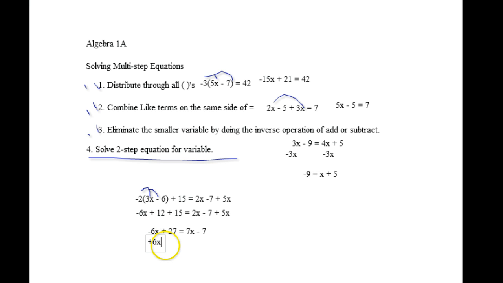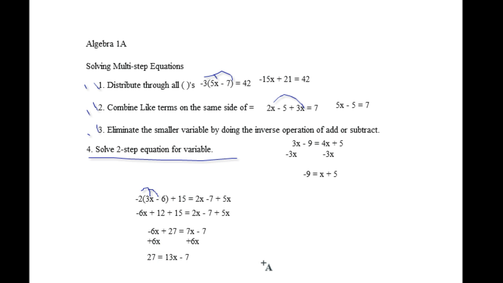How would I get rid of this one? I would add 6x to both sides because negative 6x is the smaller one. And some of you guys are probably wondering why. Usually if you eliminate the smaller variable, you only have positives to deal with at the end. So what I have left over is 27 equals 13x minus 7. And if you notice, it's a two-step equation.